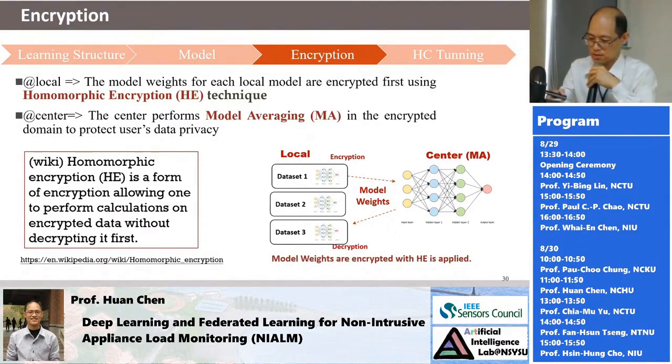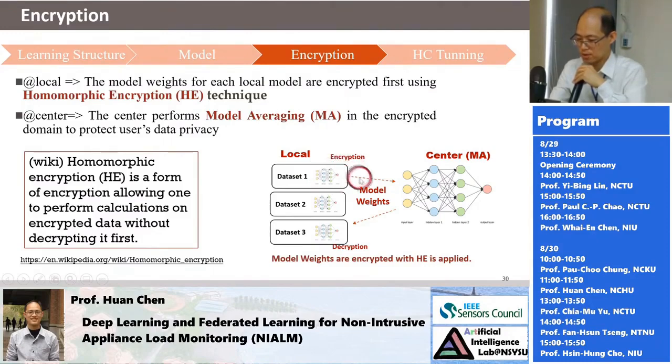All right. For the privacy issue, we use homomorphic encryption, which means that everybody has their own data and we encrypt the data, so that the encrypted data can be operated on, allowing the center to merge the models in the encrypted domain. Homomorphic encryption is a form of encryption allowing one to perform calculations in the encrypted domain.